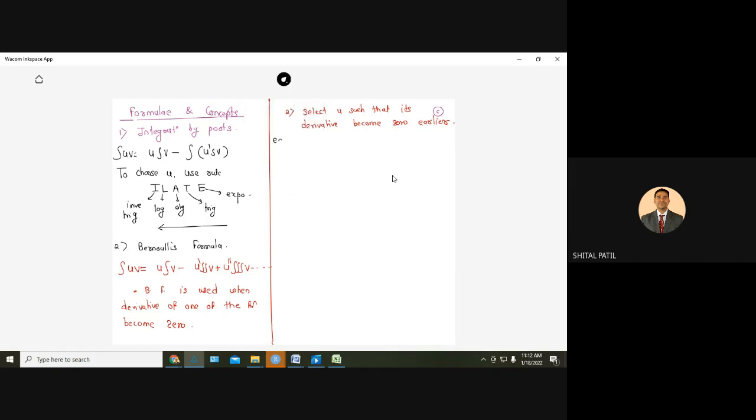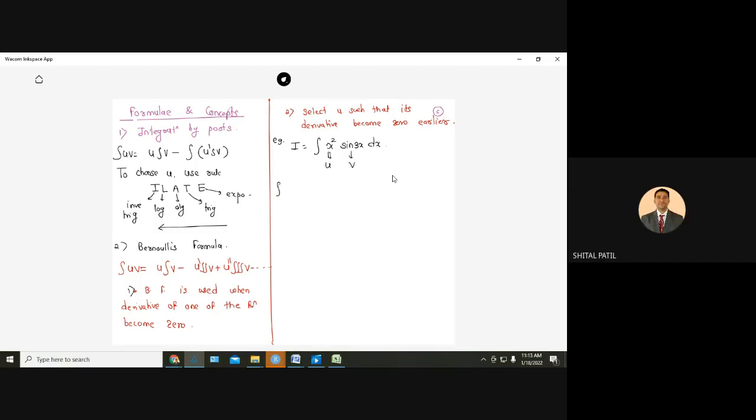For example, we want to integrate x square sine of 3x dx. We can solve the example by both methods, integration by parts or Bernoulli's rule. But it is always suggested to use Bernoulli's rule whenever it is applicable, that is, whenever the derivative of one of the functions becomes 0. Out of x square and sine 3x, whose derivative becomes 0? Of x square. So x square is u, and sine 3x is the v.